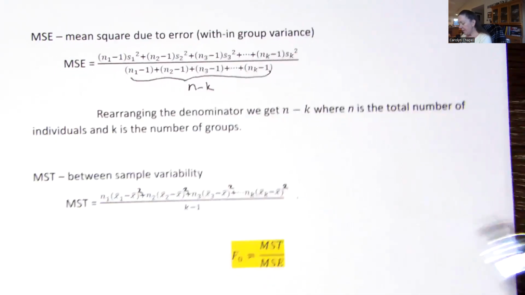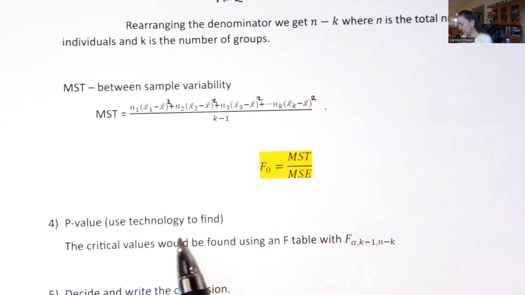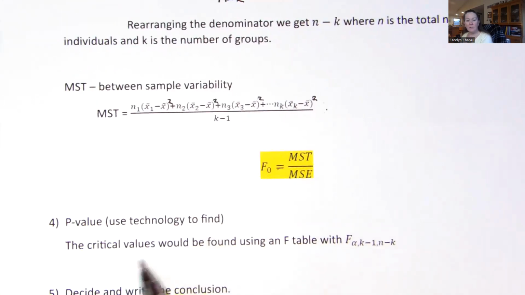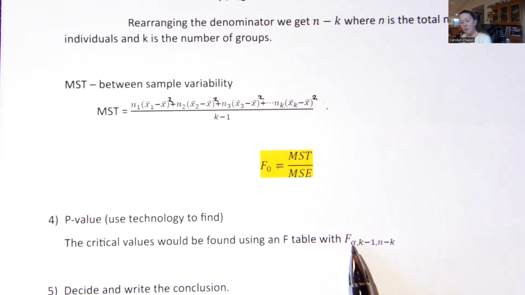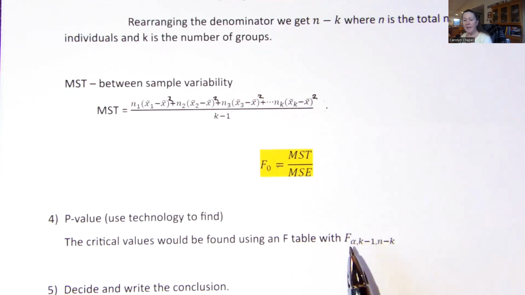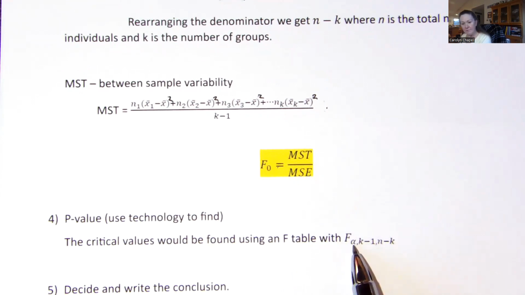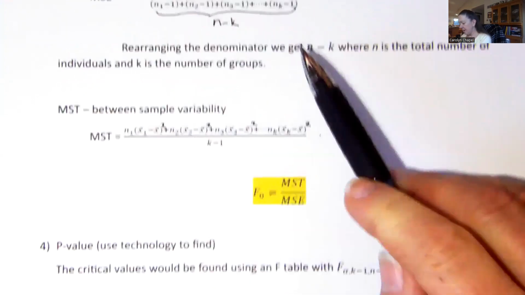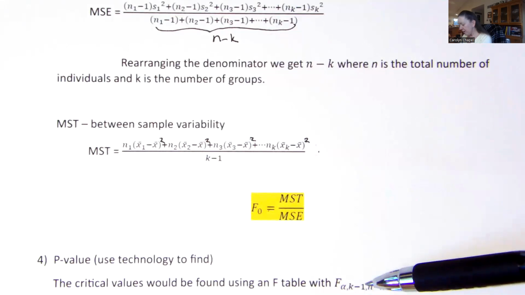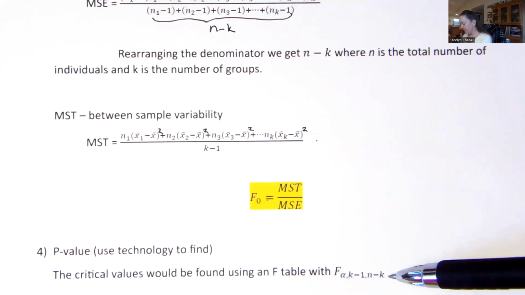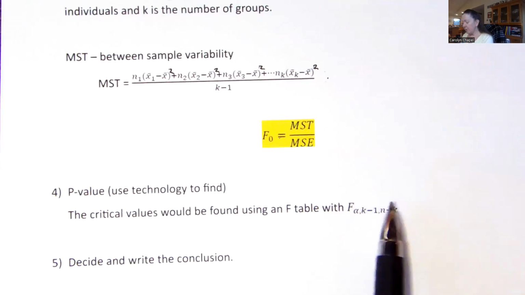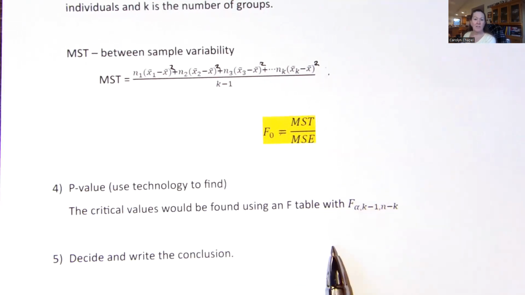Okay, then we would find our p-value, which we will use technology for. And the critical values we could find using our F table. Our F table is a little more complicated because we have that between and within variability. So we'd have our alpha level, K minus 1, which is the degrees of freedom of the numerator, and N minus K, which is the degrees of freedom of the denominator. But again, we will use technology to help us on most of this.